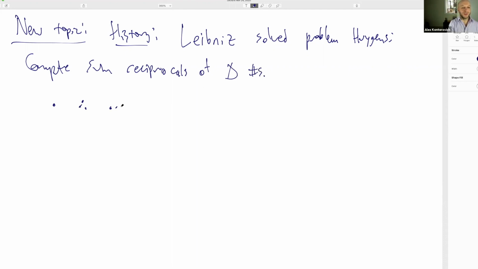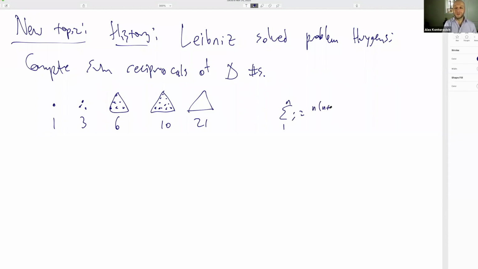You guys know triangular numbers, right? This is like an elementary topic. So this is 1, this triangle is 3. You add another triangle, you get 6. You add 4 to that, you get 10. You add 5, you get 15, right? So these are the triangular numbers, the sum from 1 to n of j, which everybody knows, n times n plus 1 over 2, okay? These are the triangular numbers.